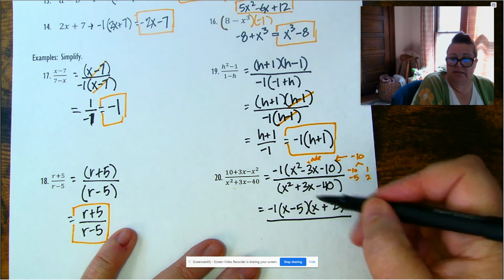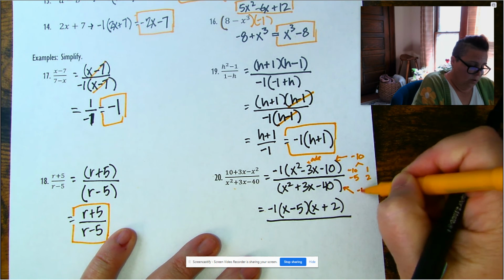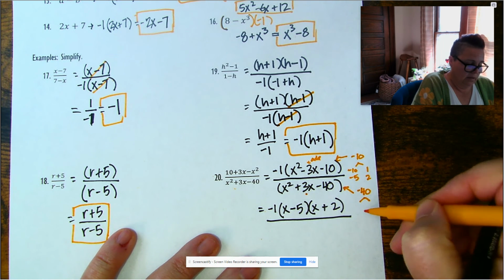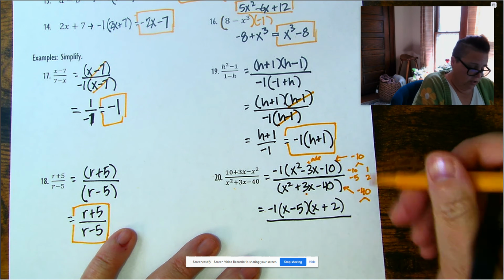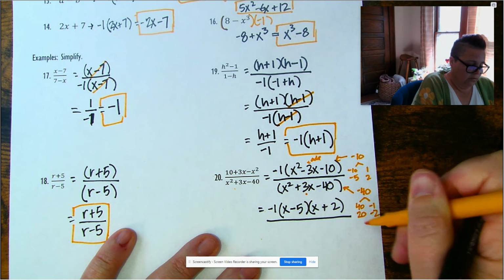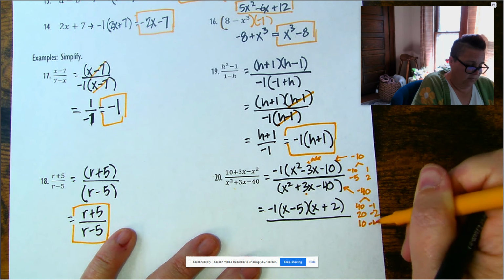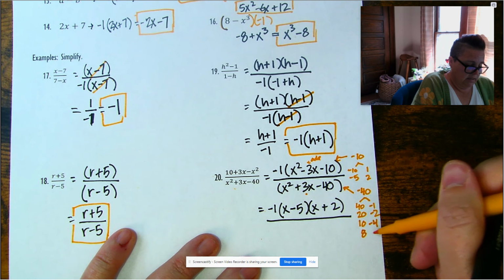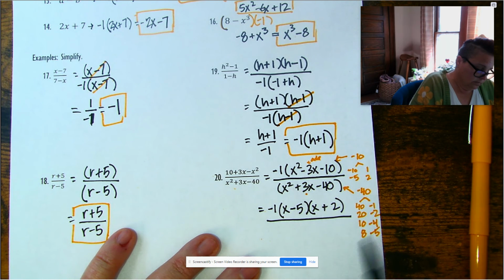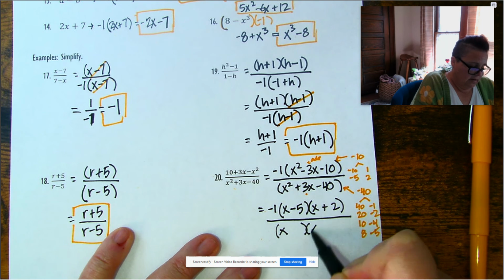All right? For the denominator, I have an x squared plus 3x minus 40. So now I need what will multiply to give me a negative 40, but add to give me a positive 3. Since it's a positive 3, the larger number will be positive. So it could be 40 times a negative 1, 20 times a negative 2, 10 times a negative 4, or 8 times a negative 5. We'll look at that. 8 and the negative 5 works. 6, 7, nope.